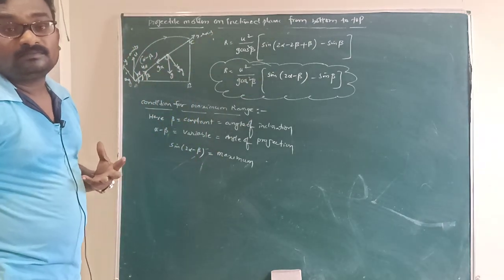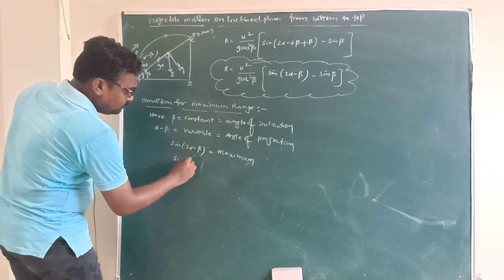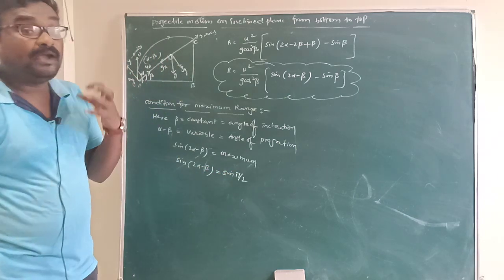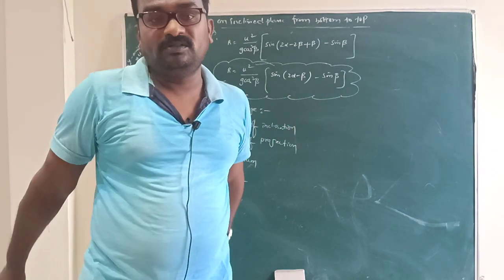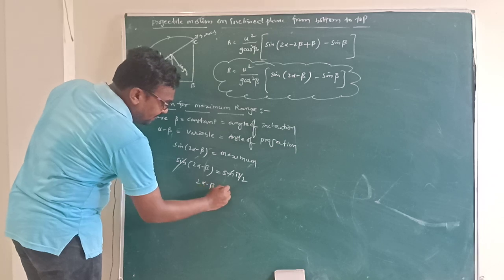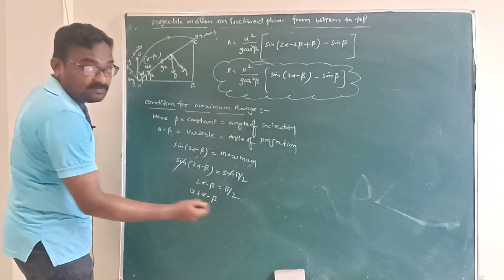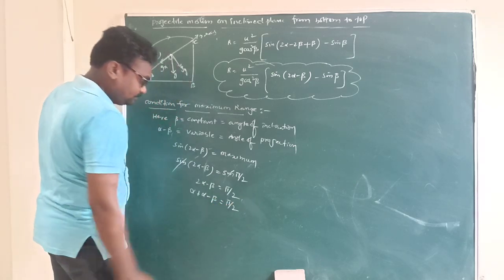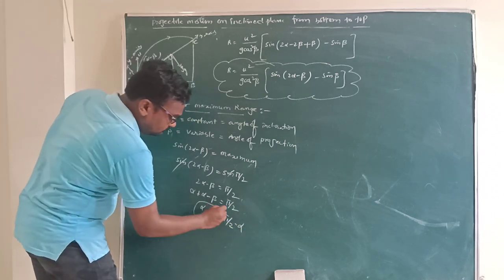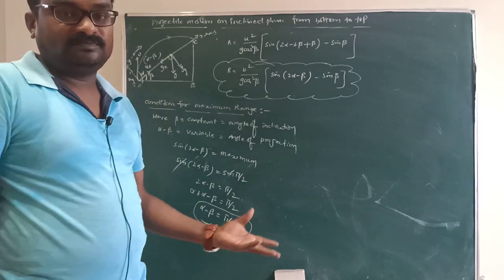So when does it become maximum? If we observe, sin(2 alpha minus beta) is equal to sin pi by 2. Only when it is sin pi by 2 does it become maximum; that is when there is a chance of it being maximum. So 2 alpha minus beta is equal to pi by 2. We write 2 alpha as alpha plus (alpha minus beta), which is equal to pi by 2. So alpha minus beta is equal to pi by 2 minus alpha. At this angle of projection, the range will be maximum.